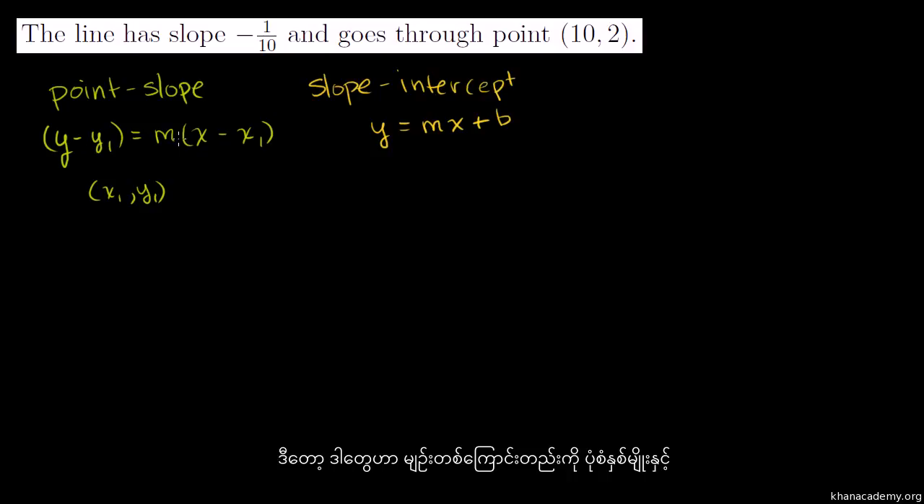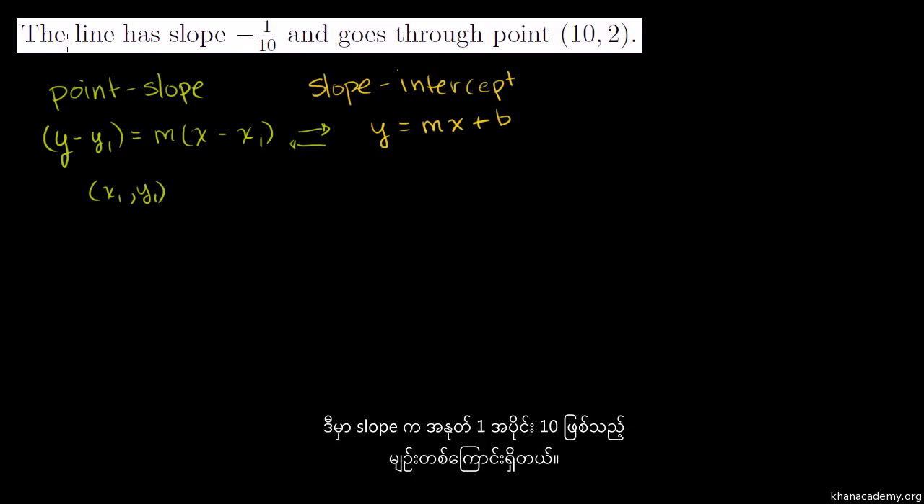Now, these are just two different ways of writing the exact same thing. You can always algebraically manipulate this to get that, or algebraically manipulate that to get this. I'll show you that with a couple of examples. But let's just do a few in point-slope form to make things concrete in your head.